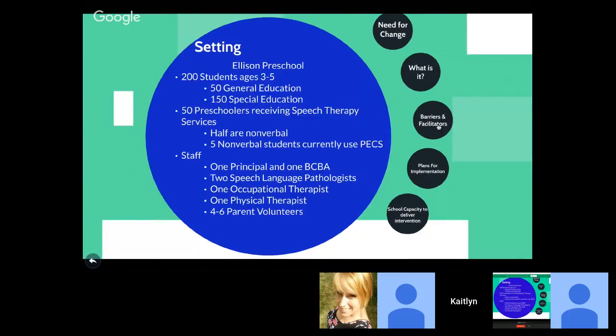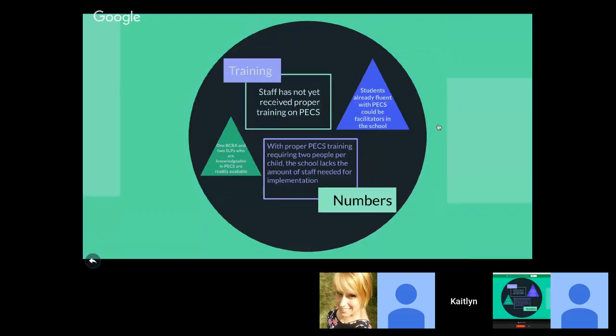So what are some barriers and facilitators? One of the barriers is that for the training, staff have not received their proper training on PECs. The PECs training also requires 2 people per child, and the school lacks the amount of staff needed for implementation. Some of the facilitators are that there is 1 BCBA and 2 SLPs who are knowledgeable in PECs and are readily available to help with training. And those 5 students who currently are using PECs could help be facilitators in the school as well.